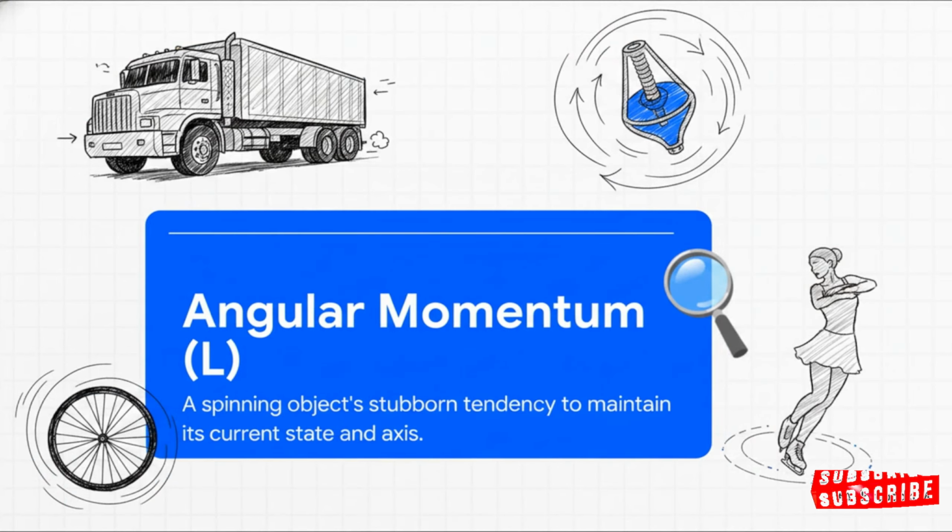Our third critical variable is angular momentum, marked as L. Just as a heavy truck moving fast inherently fights against stopping due to linear momentum, a spinning object has an incredibly stubborn tendency to fight any changes to its current state and its axis of rotation.